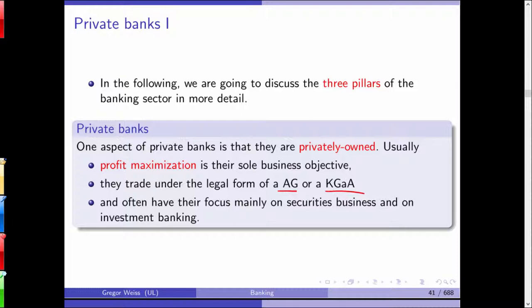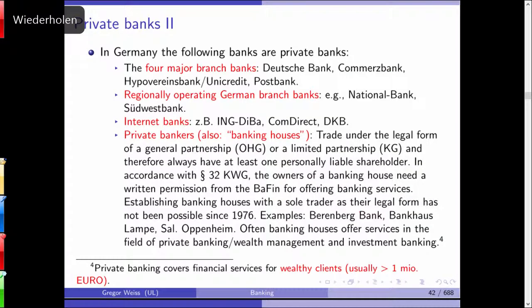Okay. And most of them have started in securities business and investment banking, but they are also in private retail banking. Well, private banks, Privatbank. We have Deutsche Bank, Commerzbank. You might know that for a couple of months now, they have been assumably in talks to merge because both are not doing well. Hypovereinsbank. Hypovereinsbank is usually abbreviated HVB.